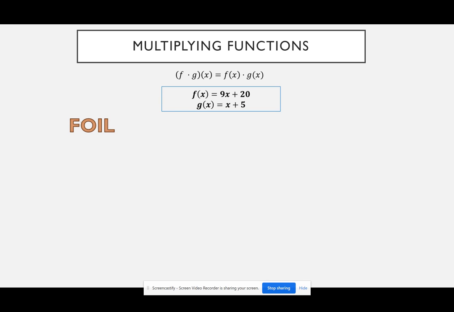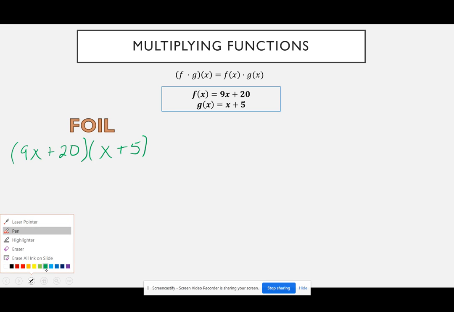So FOIL stands for first, outer, inside, last, or first, outside, inside, last, whatever way you want to say it. So if I were to take my two functions, and I'm just going to put them in parentheses, 9x plus 20, and then x plus 5. I like to draw the little lines because it helps me remember which ones I'm doing. So F stands for first. So the first term of the first one times the first term of the second one. So we have 9x times x. Well, 9 times 1 is 9, and x times x is x squared.